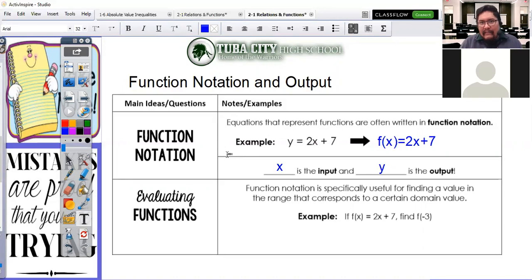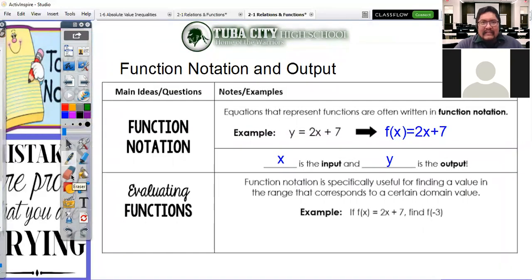I mentioned this a little bit before, that x is an input and y is an output. So think of a function like a machine. I'm trying to think of a machine that everyone would be familiar with and is not super difficult to get. Let's say a toaster. Everyone's used a toaster at some point in their life.